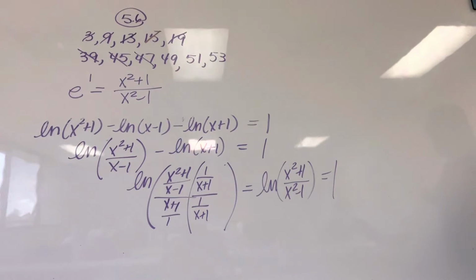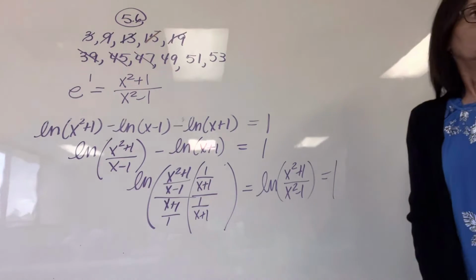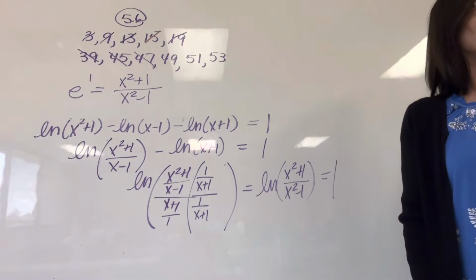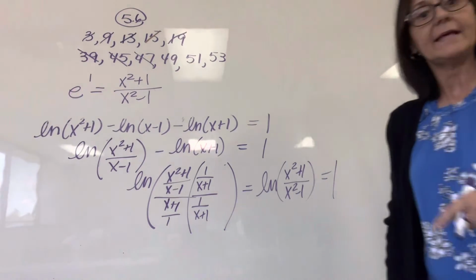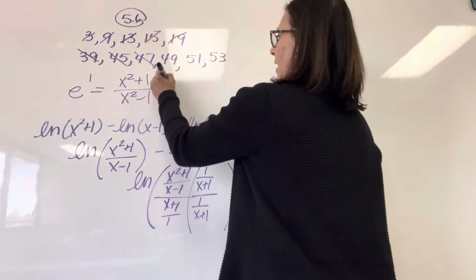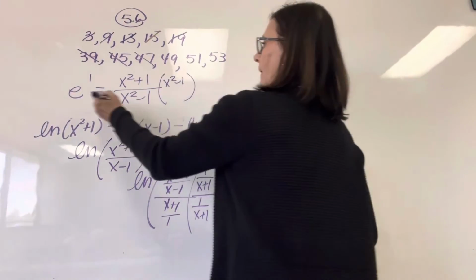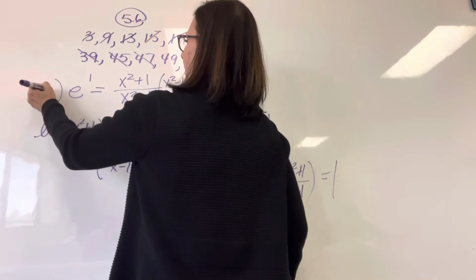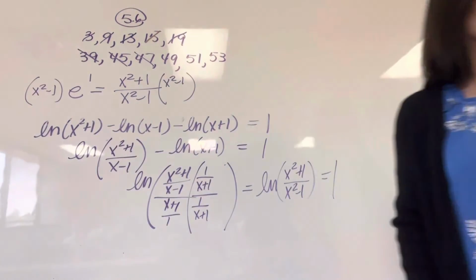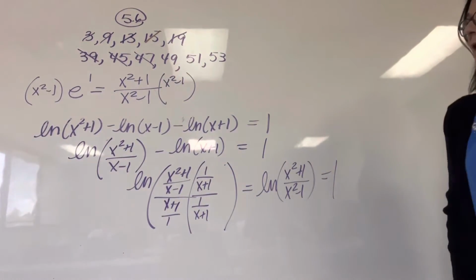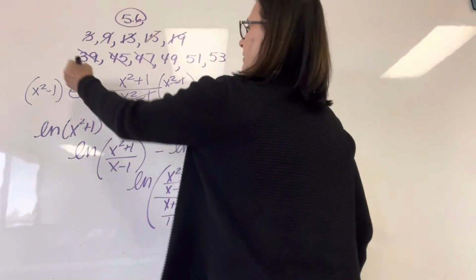What am I going to do now? Multiply by x squared minus 1. I'm going to multiply both sides by the denominator to eliminate the denominator. So multiply by x squared minus 1. You got it so far? And then I'm going to go ahead and distribute the e.